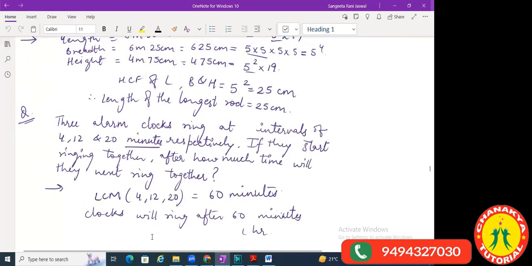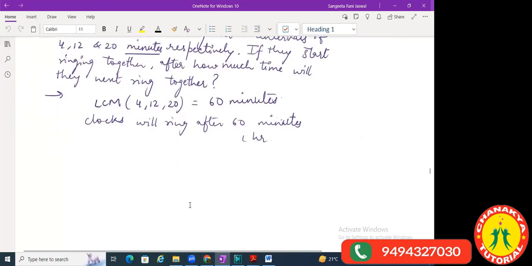Okay, this was the question that we were doing yesterday. 3 alarm clocks. Okay, now moving to the next question.